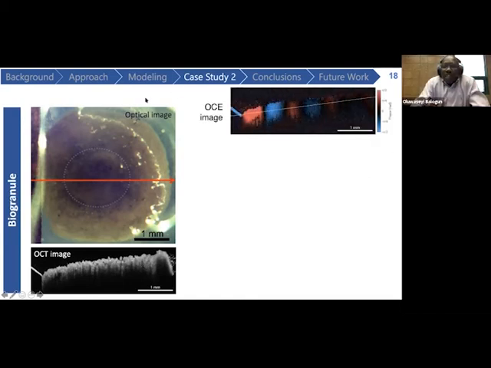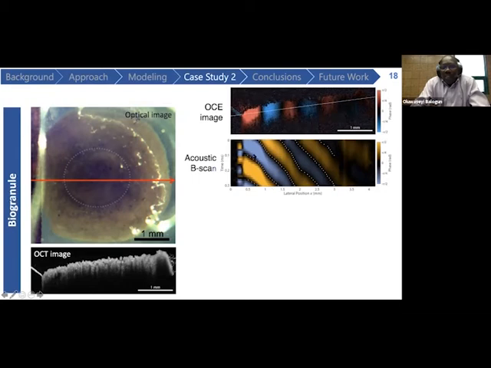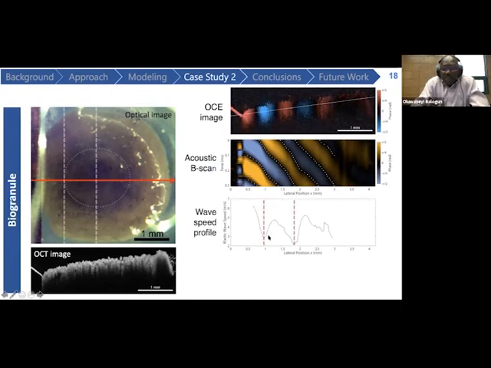Then we analyzed our OCE image, our elasticity image, and obtained the acoustic B-scan. From the slope of the lines of constant phase, we obtained our wave speeds, and that's what we're profiling in this picture. What we were able to identify is that right at the center of this granular biofilm, we have a reduced wave speed, indicating that the shear modulus is lower at that location, or the density is lower, compared to the regions around it.